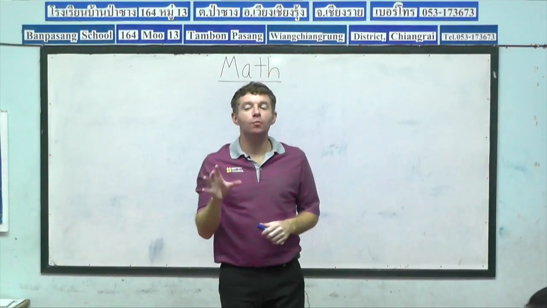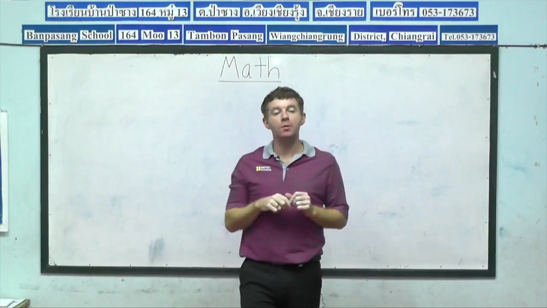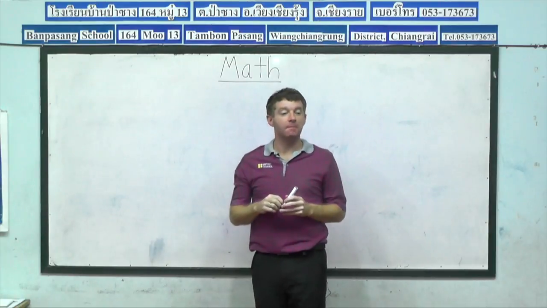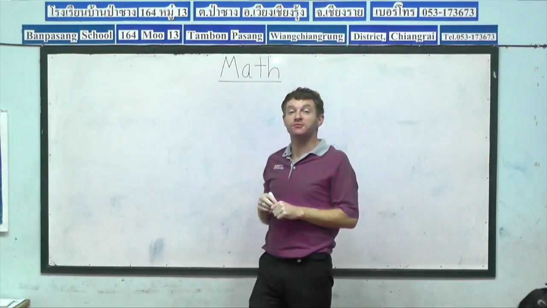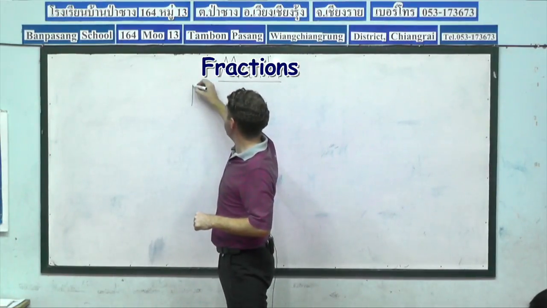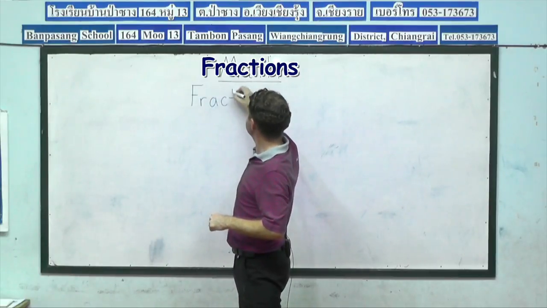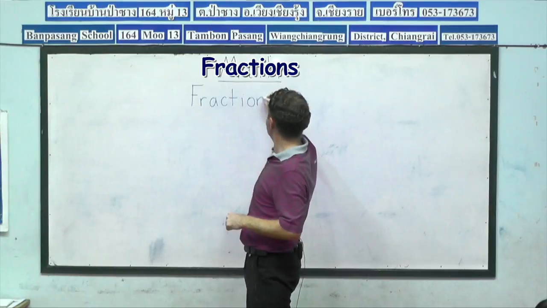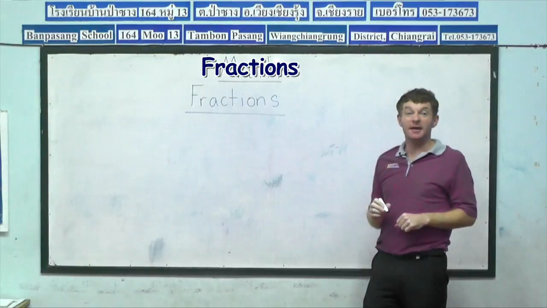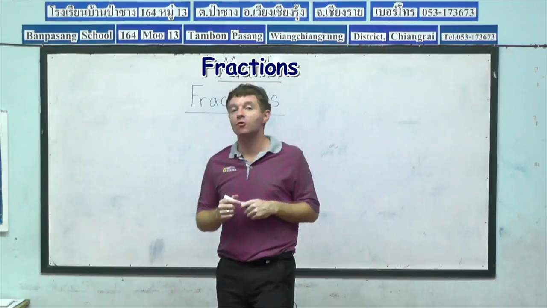So who can tell me what we began learning about in math class last time? Remember when we were looking at parts of a whole? What do we call a part of a whole? Beginning with F. Fractions. We began learning about fractions. So let's write that word on the board. F-R-A-C-T-I-O-N-S. Fractions. Yes, and there were three different types of fractions that we learnt about in our introduction lesson.